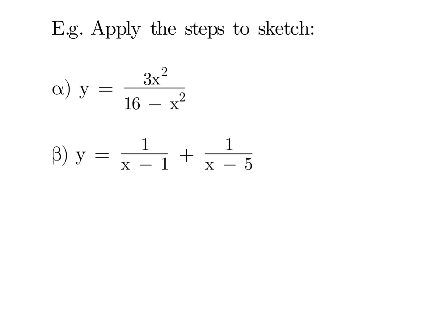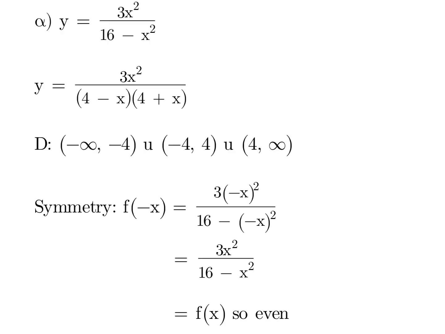So our two examples are going to be 3x squared over 16 minus x squared and 1 over x minus 1 plus 1 over x minus 5. So for our first one, the first step was to factorise. So you can see there we've factorised the denominator. That gives us a domain because x can't equal 4 and minus 4. So the domain is all x values except for 4 and minus 4, and that gives us the domain that we've written there.